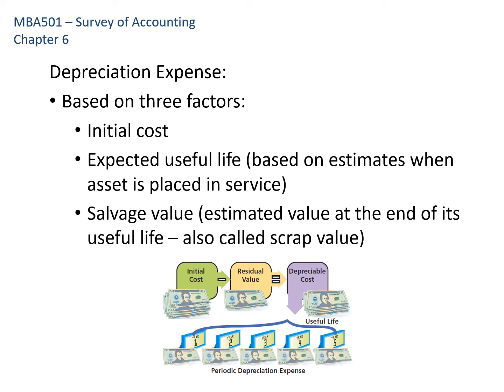And then last is salvage value. Some people call it scrap value. So what is it worth at the end of its life? Just about everything is worth something at the end of its life. So we'll determine the depreciable cost, how much we're going to spread, by taking the initial cost and subtracting the residual value. Then we'll take that depreciable cost and spread it over the useful life. And there's a couple of different methods for doing that.